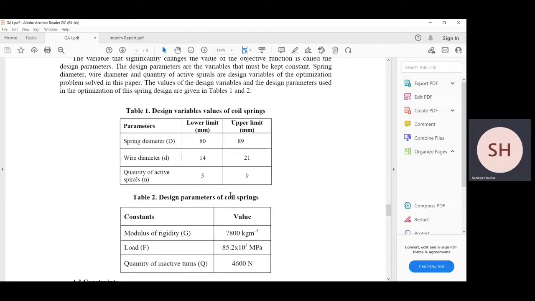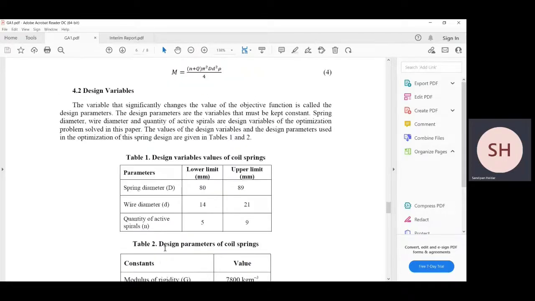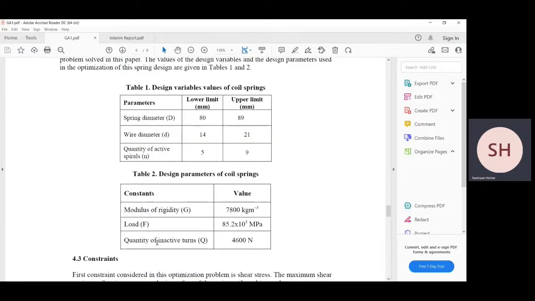Now let's come to the design parameters. So the modulus of rigidity of the material has been given as 7,800 kg per meter cube. The load is 85.2 into 10 to the power 3 megapascal. And finally, the Q, which is present in the objective function, the Q is the quantity of inactive turns, which is 4,600.